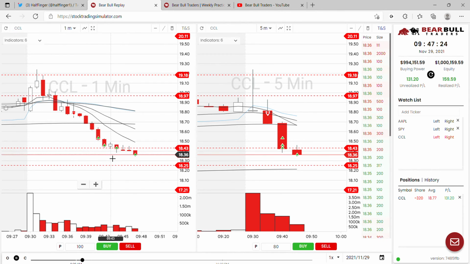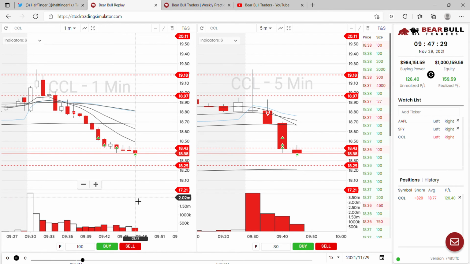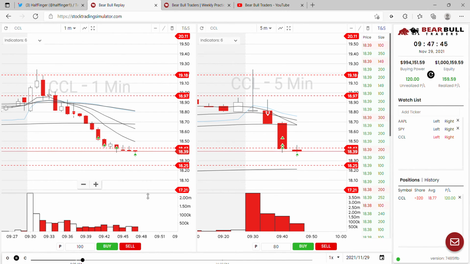But I really like to lock in profits. Some people might think I partial too much, but that's just the style I'm comfortable with. So I take a lot of small partials instead of a few big ones. So this is a beautiful 5-minute opening range breakdown.